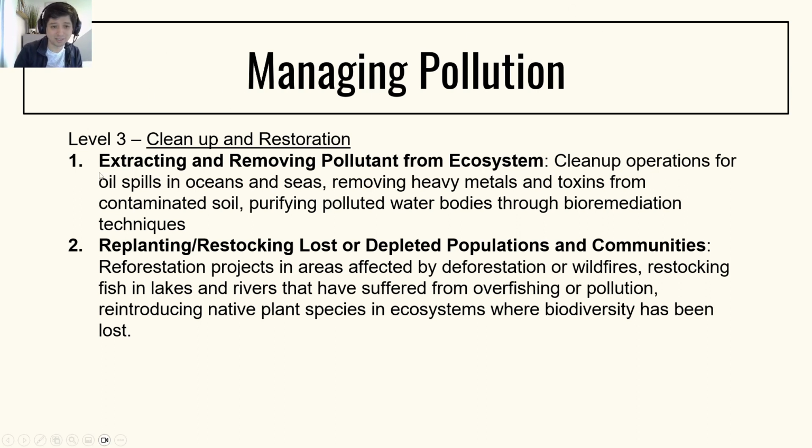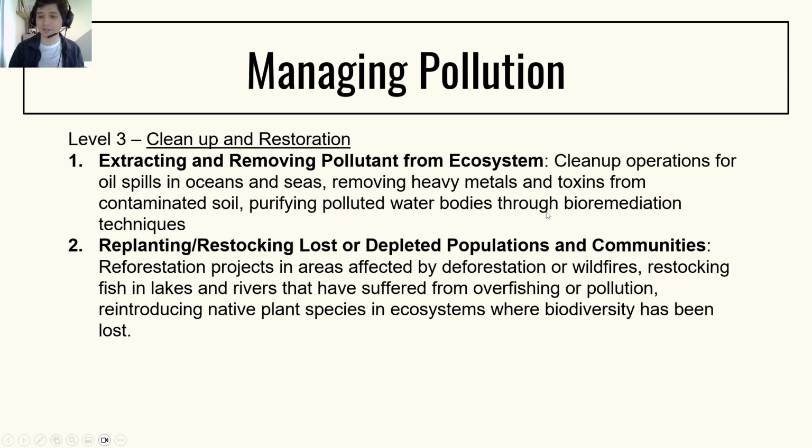Okay, so this is the last step. It's the least helpful, least effective, but it's something that's still very important. We shouldn't just ignore the problem once it happens. We should actually try to fix the problem. So the first part of that would be extracting and removing the pollutant from the ecosystem. So this can include cleanup operations for oil spills in oceans and seas, just like I mentioned, removing heavy metal and toxins from contaminated soil, and purifying polluted water bodies through bioremediation techniques. And again, we see this bio, we know that it involves life, right? And then remediation, kind of like to fix something, right?